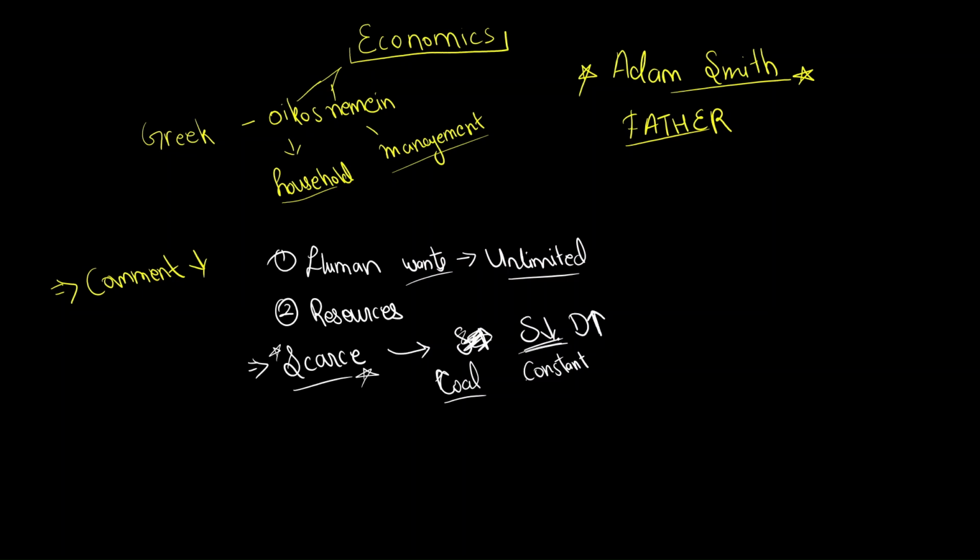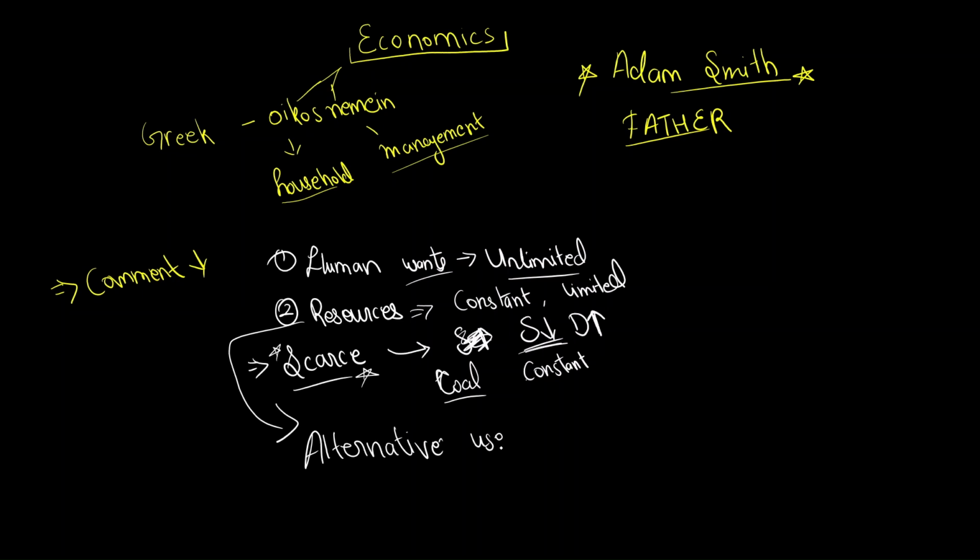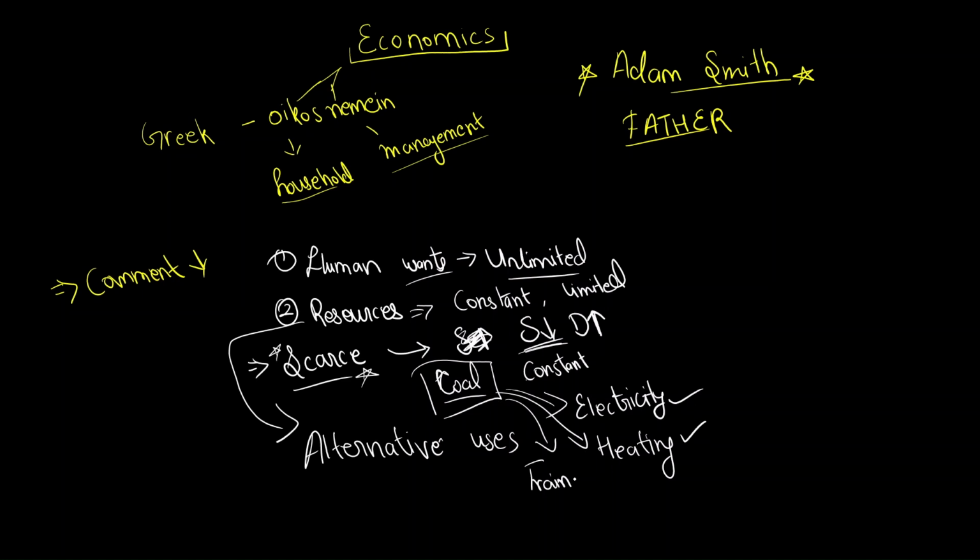Supply, I hope you all understand what supply is. It's a very basic term. So resources are scarce. Resources are constant. Resources are limited. Also, resources have alternative uses. Now, what do you understand by alternative uses? Let's take the example of coal only. Coal can be used in trains, for electricity, for heating things. So there are so many things coal can do.